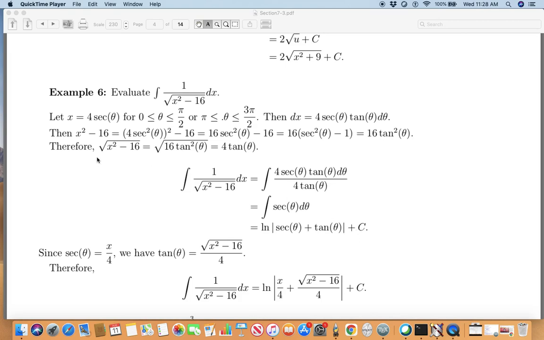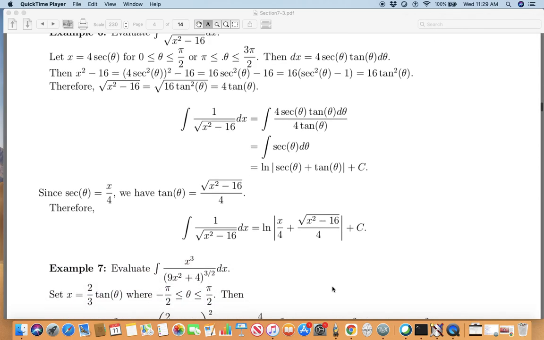Now you already know what is secant, x over 4, and you know what is tan. Tan is square root x squared minus 16 over 4. So natural log of x over 4 plus square root x squared minus 16 over 4.